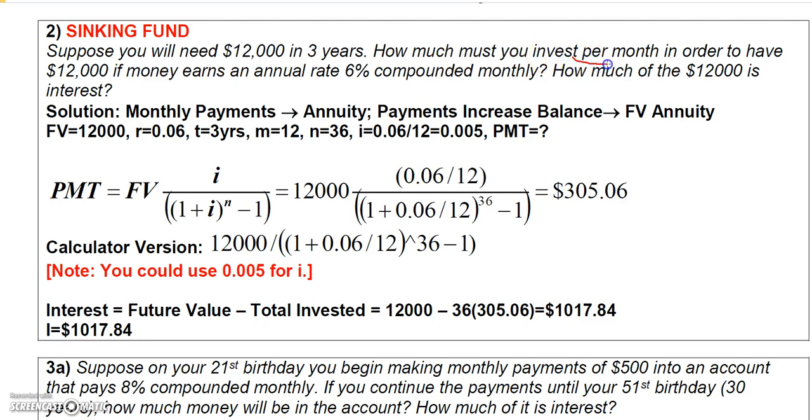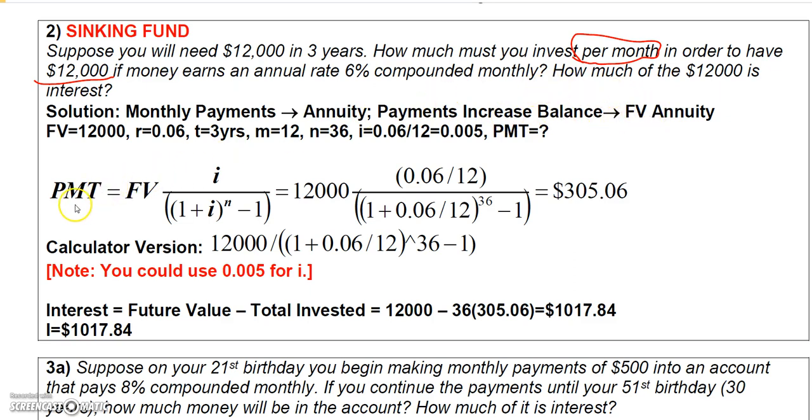Now again, since I'm investing this per month, that tells me this is an annuity. And I want to have $12,000 when I'm done. So basically I know that these payments should increase the balance. Every time I put another payment in there, it should increase the balance. So since I'm making monthly payments, I know it's an annuity. And since the payments increase the balance, I know it's a future value annuity.